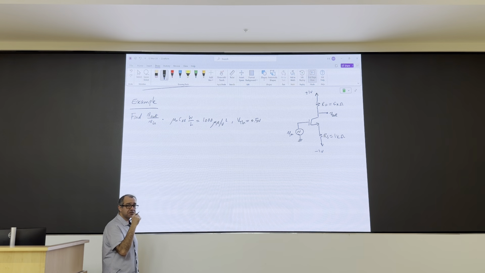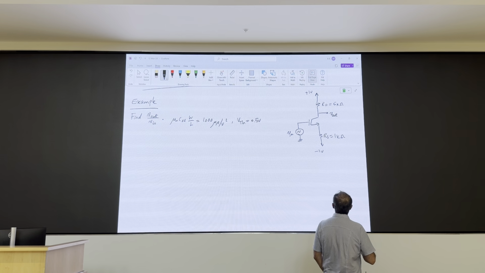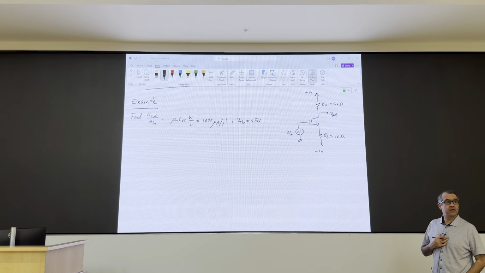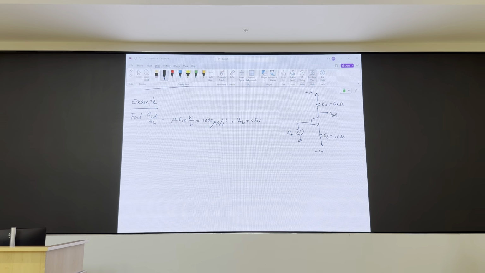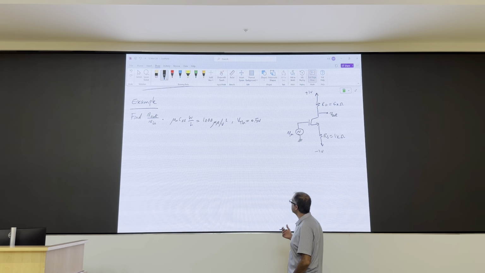So I know the transistor parameters. I'm asked to find what is the vout over vin for this circuit. Okay? So what do I do? Write the equation. Assume an operating region.